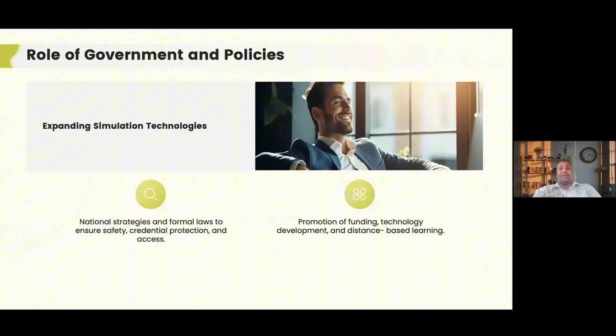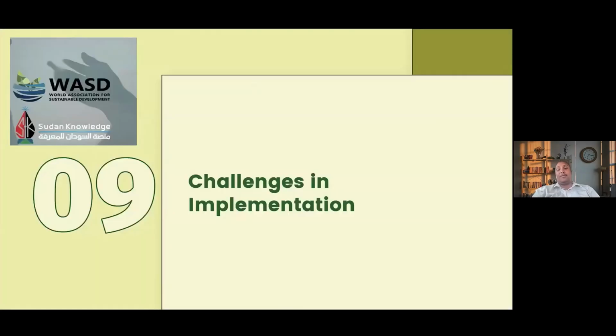Before we start this type of training in Sudan, we need to make clear policies and clear guidelines. Governments also need regulations that can help a lot in this type of training: national strategies, laws, and also permissions and funding. This is very essential.